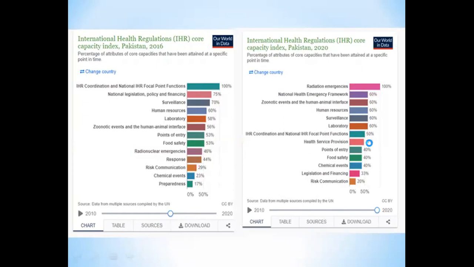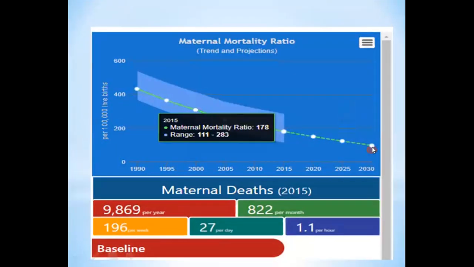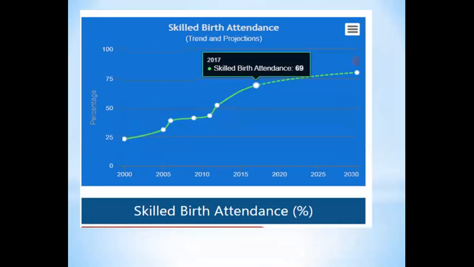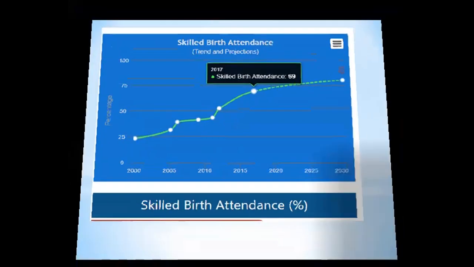If we see the maternal mortality rate in the graphical presentation, in 1990 it is increased, 400 plus, and then in 2015 it includes 178, a reduction, and if we see 2020 it becomes 148. Skilled birth attendance, if we see the data, it is 25%, then through the coming years, previously in 2017 it is 69%, and deliveries attended by skilled birth attendants have increased.